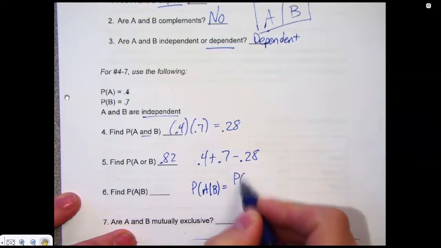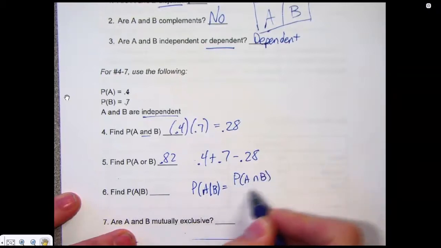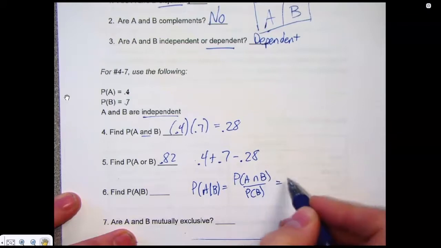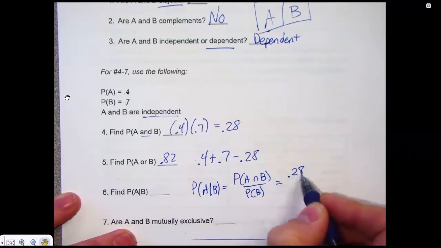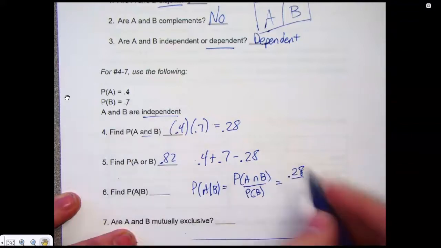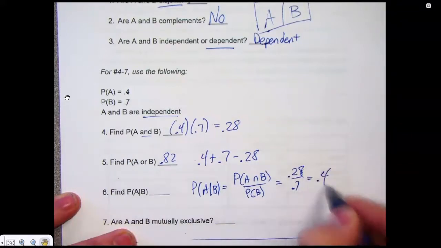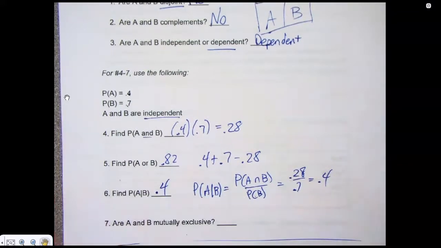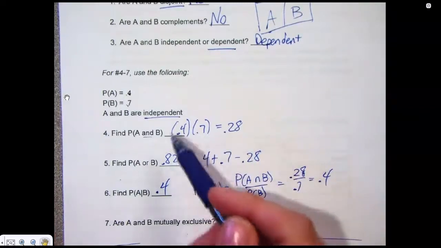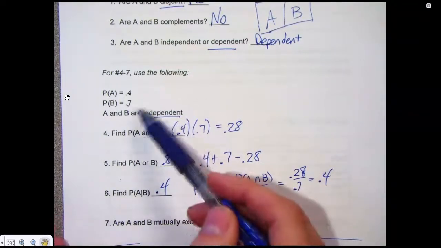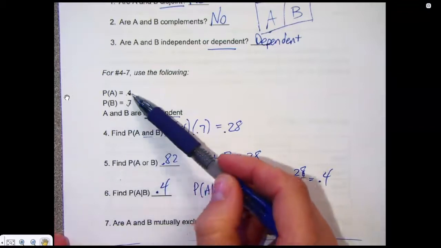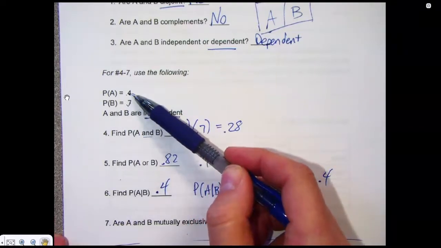One is you can go ahead and use that formula. So the probability of A and B is 0.28. We know that from number 4. The probability of B is 0.7 from the problem. If I divide those, I get 0.4. The reason I get 0.4 is because if these are independent, that means that knowing B is true doesn't make A any more or less likely. And it was 0.4 to begin with.